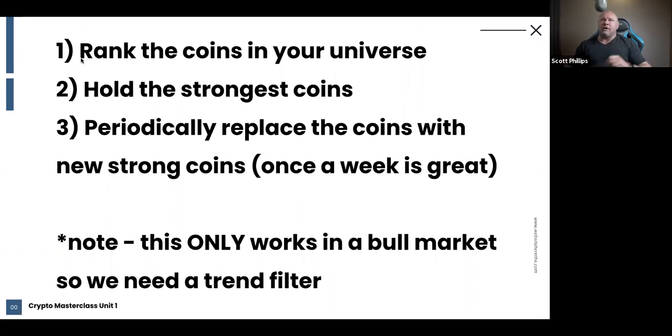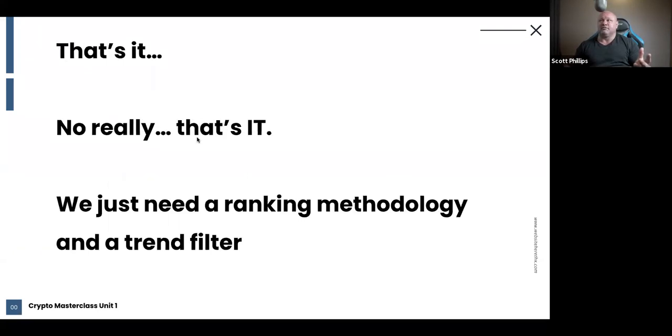Now, the one thing to note is that momentum systems only work in a bull market. They do not work in bear markets. They underperform. You get nothing for nothing. So a momentum system is a system that outperforms in a bull market on the way up and underperforms on the way down. So obviously, we don't want to trade them on the way down.